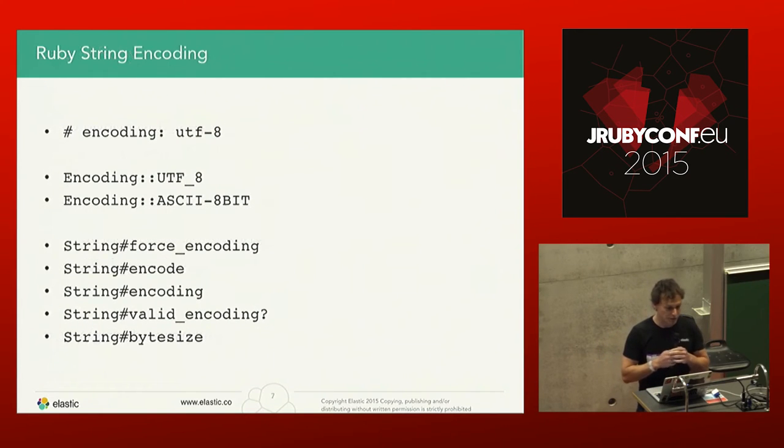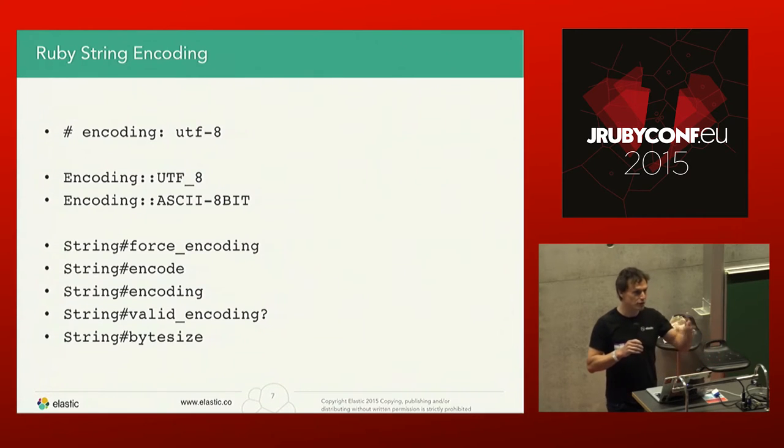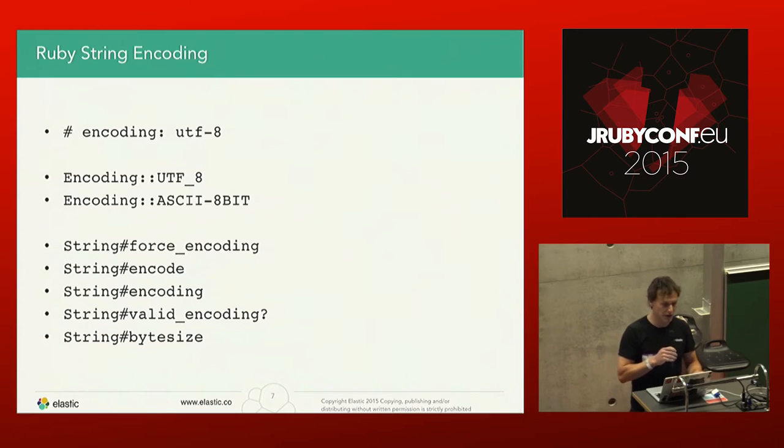Okay, so first of all, let's talk about encoding. I'm not going to go through all the details for encoding. I'm going to talk a little bit about the Ruby side and the Java side. These are some of the things you may have seen for encoding. Of course, the first line is the encoding for the Ruby file, so the strings you define in your Ruby files are going to be encoded in that character set, UTF-8 in that example.